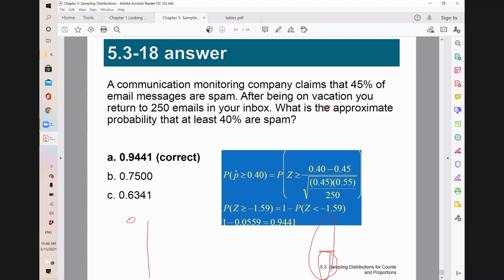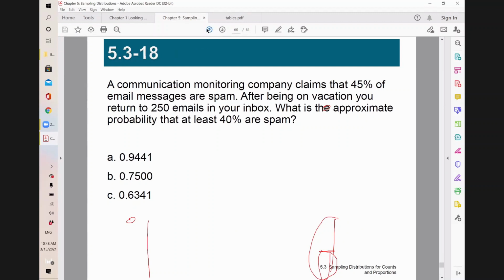Okay, then just the last question. Once we know p is equal to 0.45, as I said before, we have the same problem. Here, after vacation, we have 250 emails in your inbox. What is the approximate probability that at least 40% are spam?